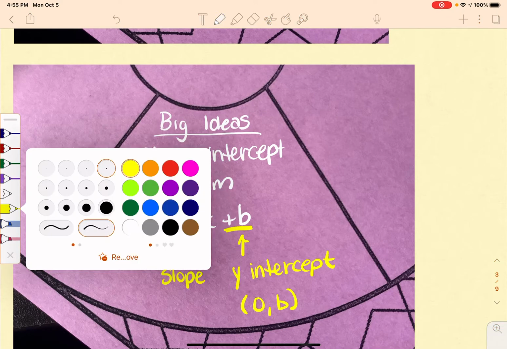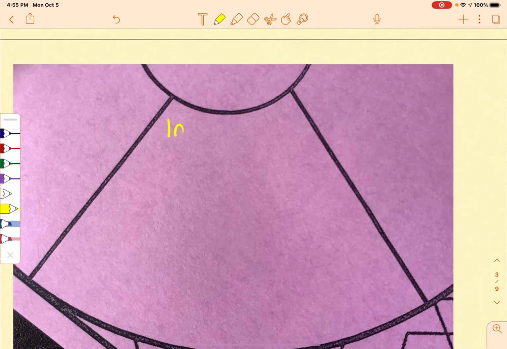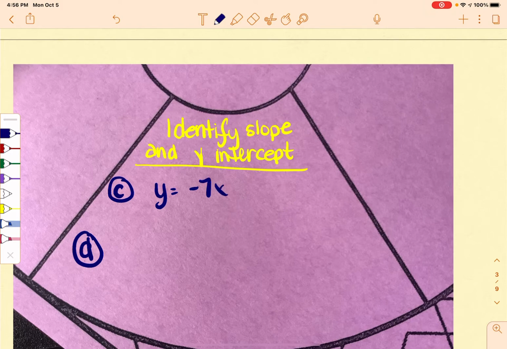So let's talk a little bit about how to use this. So I'm going to give you some equations, and we're going to talk about how to identify slope and the y-intercept. And we're going to have two equations. So C is going to be y equals negative 7x plus 4. D is going to be y equals x minus 5.